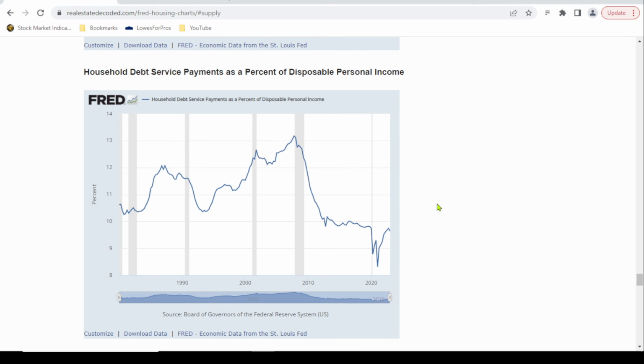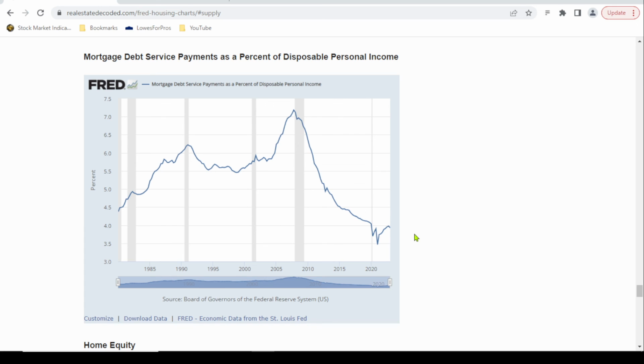And this next chart is looking at household debt service payments as a percent of disposable personal income. So the lower this percentage is, the stronger financially the consumer is, which strongly supports the case that many people make where they don't expect the housing market to crash like it did back in 2007 because the consumer is in a significantly stronger position than they were back then.